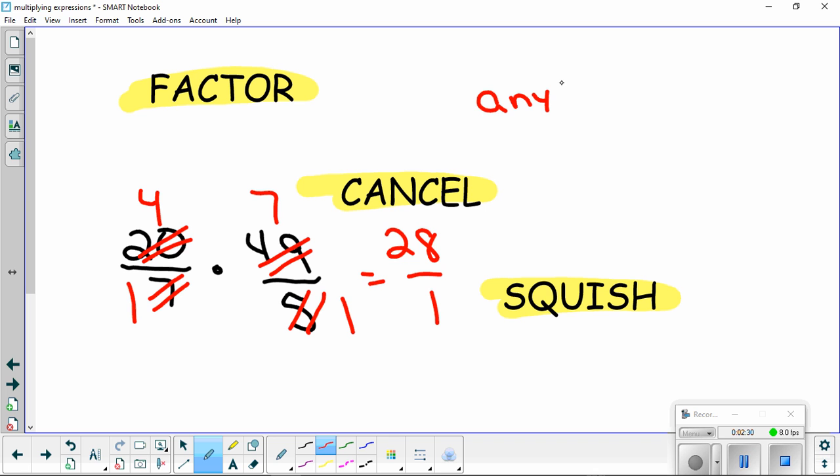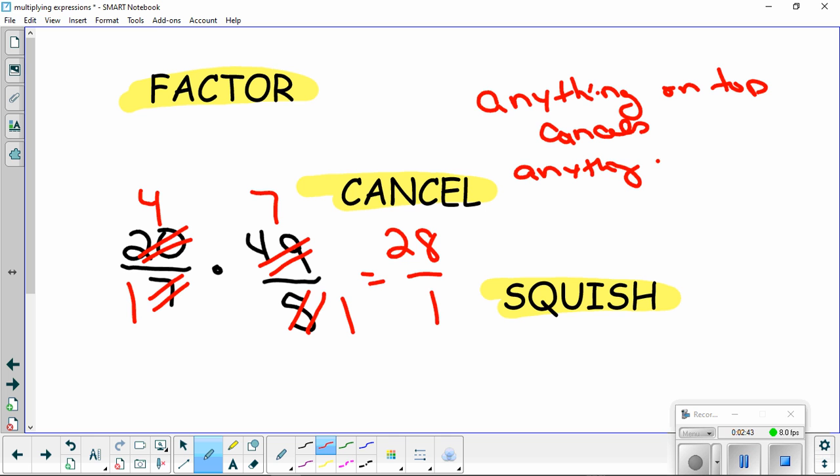Anything on top cancels anything on bottom, right? So you can totally go diagonal. Anything on the top can cancel with anything on the bottom. You don't have to go straight up and down. And we love that. So you're going to cancel.